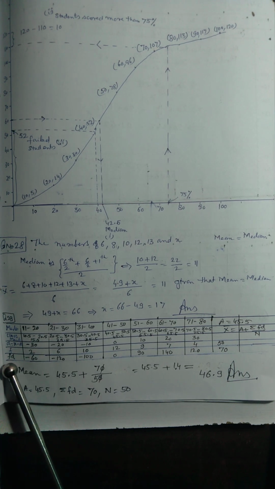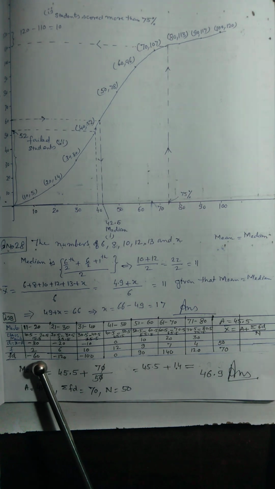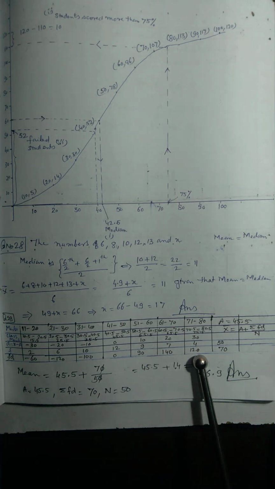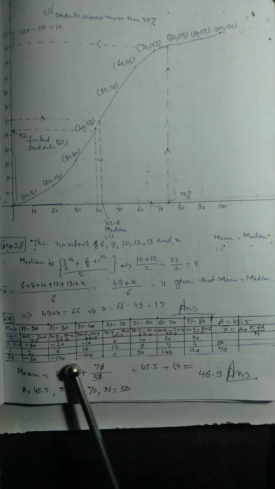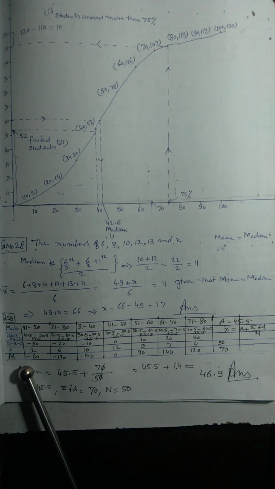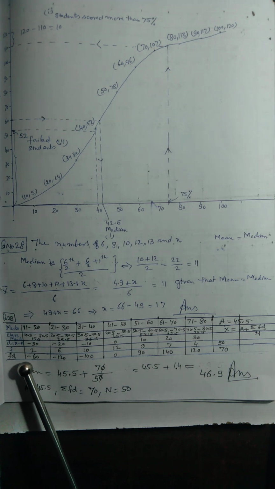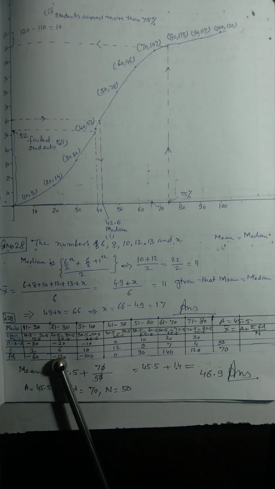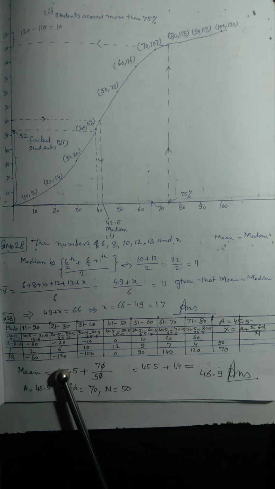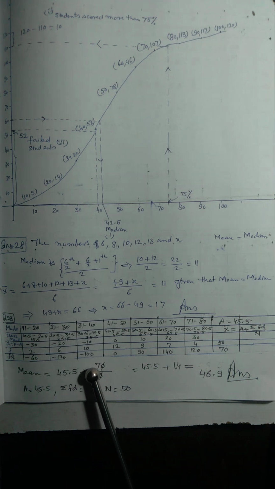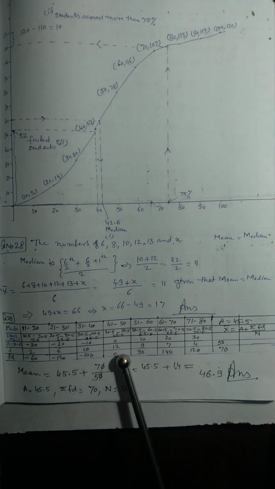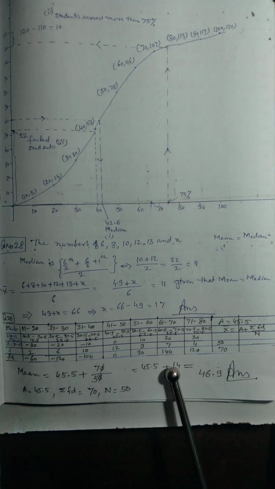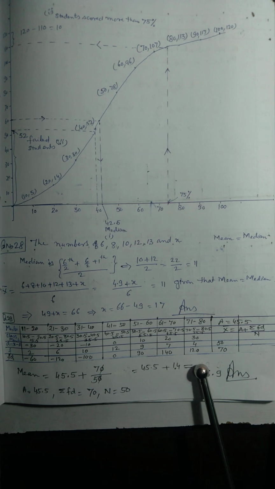Now the frequencies are already given in the book: 2, 6, 10, 12, 9, 7, 4, and the total is 50. Now find out the product of f and d, because this is the shortcut method. So f into d: minus 30 into 2 is minus 60, minus 20 into 6 is minus 120, minus 10 into 10 is minus 100, 0 into 12 is 0, 10 into 9 is 90, 20 into 7 is 140, 30 into 4 is 120.